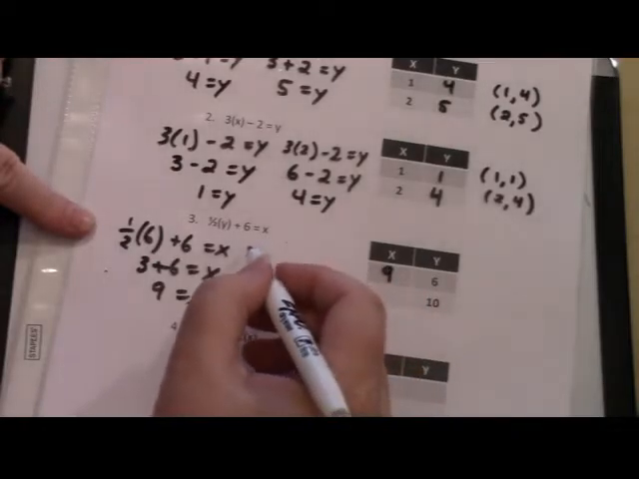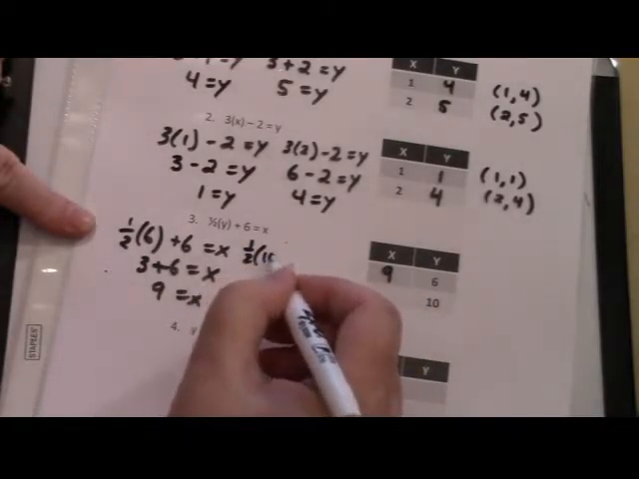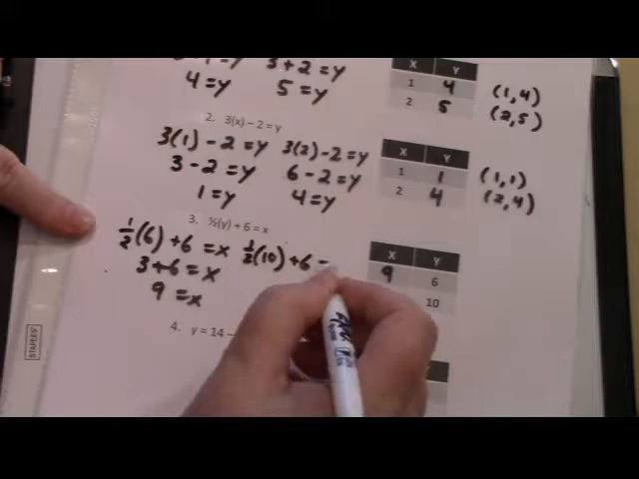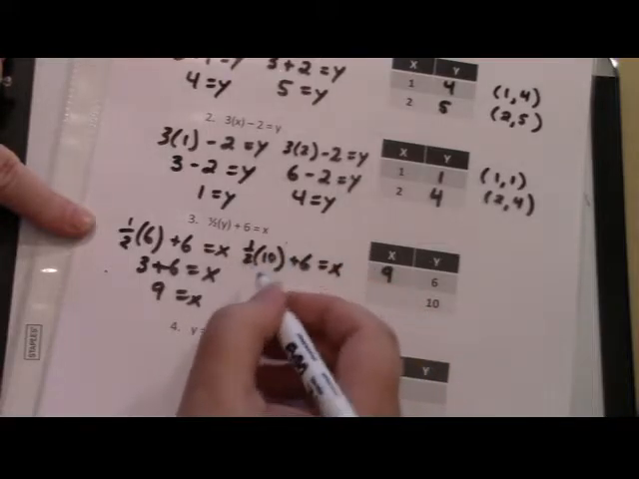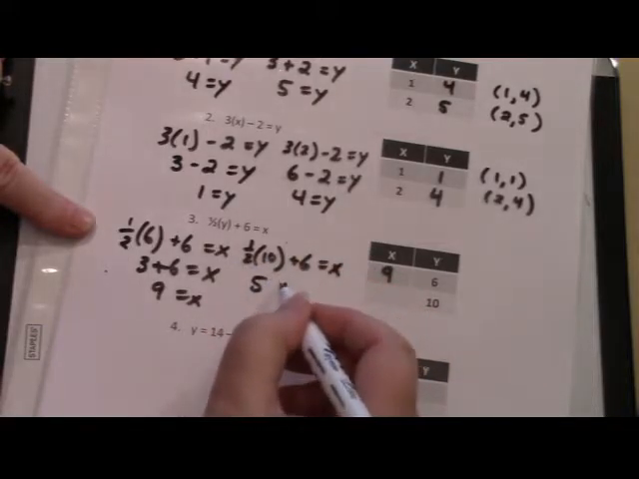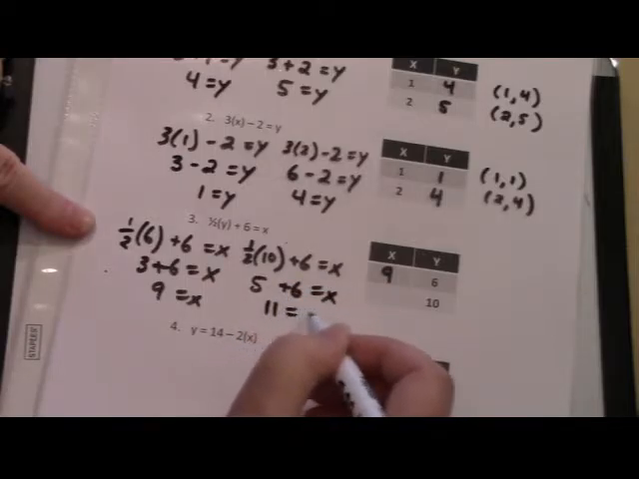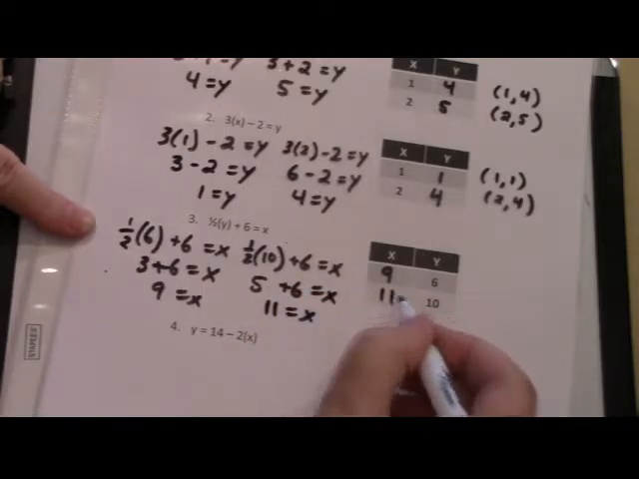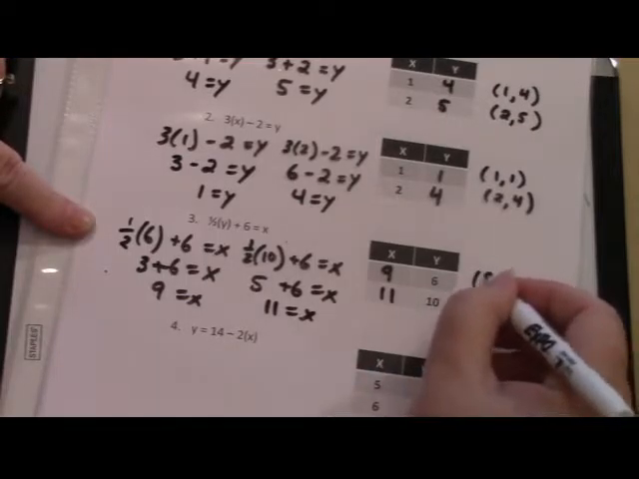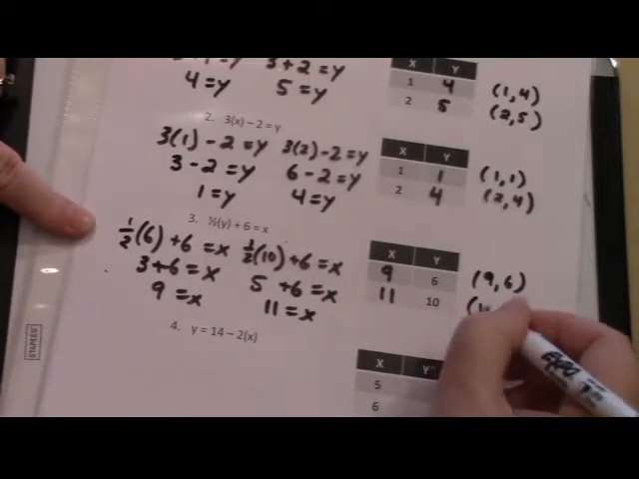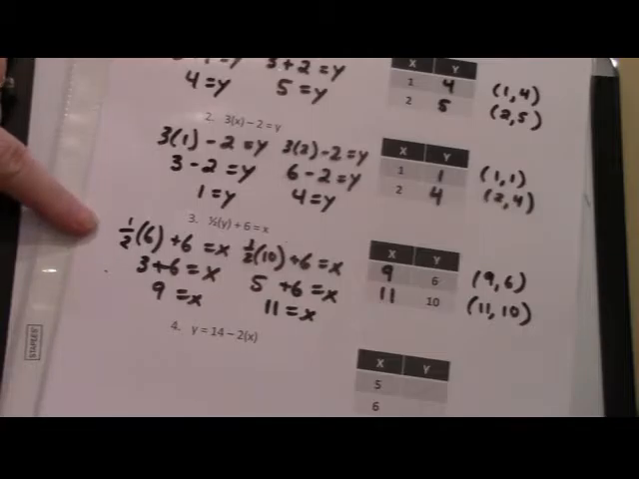Well, let's put 10 in. 1/2 times 10 plus 6 equals x. Half of 10 is 5 plus 6. 5 plus 6 is 11. And there we have our 2 points. We have 9, 6, and we have 11, 10.